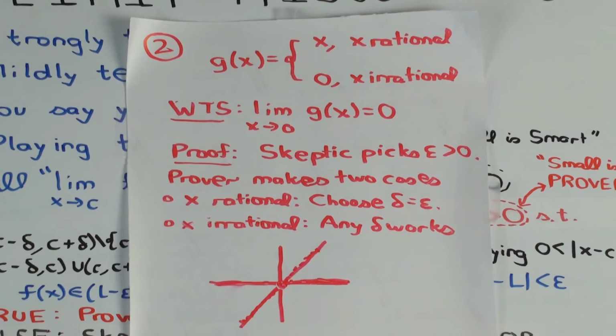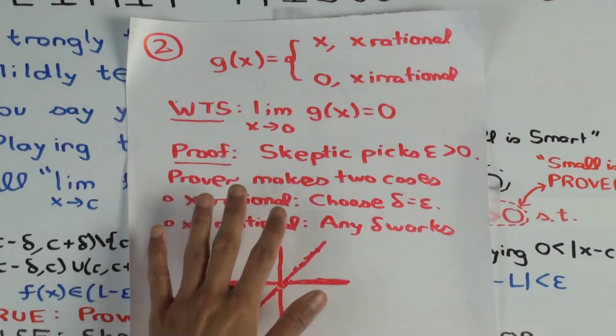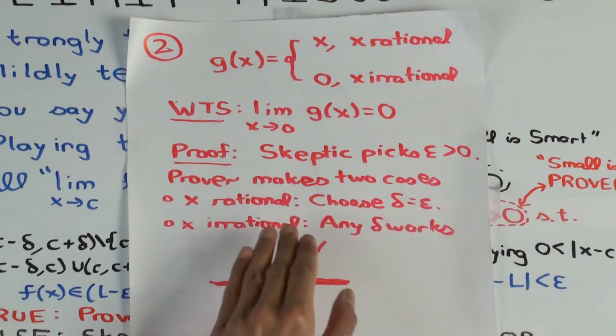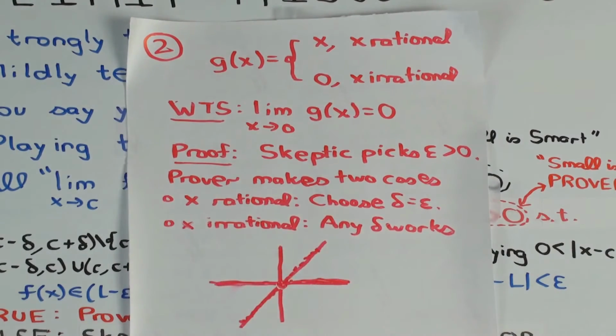Okay? So the prover makes two cases based on whether the skeptic is going to pick a rational or an irrational x, and based on that, if it's rational, this is the prover strategy. If it's irrational, then the prover can just pick any delta. So can you tell me what's wrong with this proof? So he's still kind of basing it on what the skeptic is going to pick next.